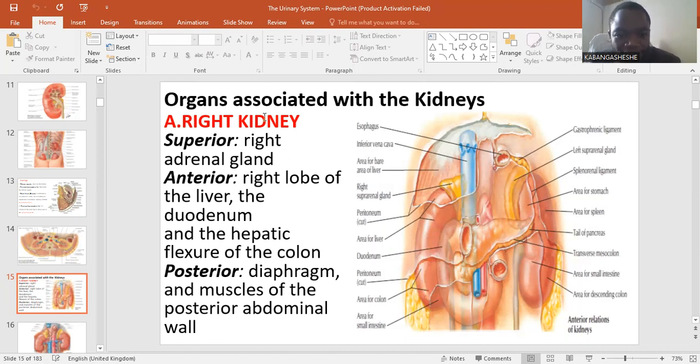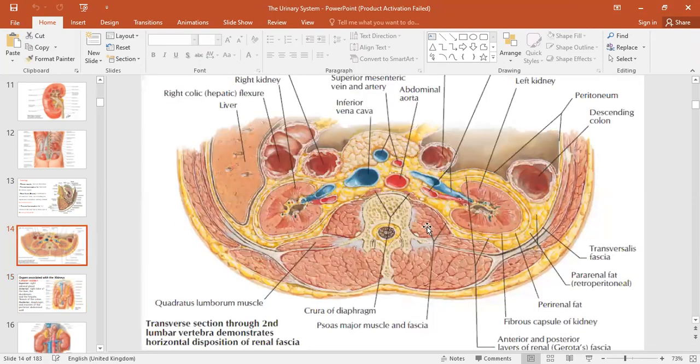Next, we look at organs that will be posterior to the right kidney. It will be the diaphragm and muscles of the posterior abdominal wall. I'll take you back a bit so that we see those muscles. This is the vertebral column. Then we see that muscle, known as the psoas muscle. It's divided into psoas major and psoas minor. So that is psoas major. This will be psoas minor. So simply known as psoas muscle.